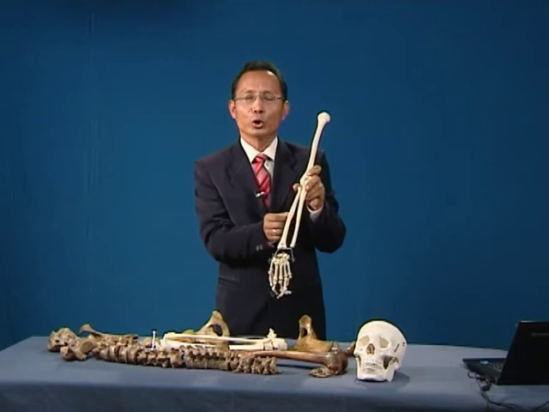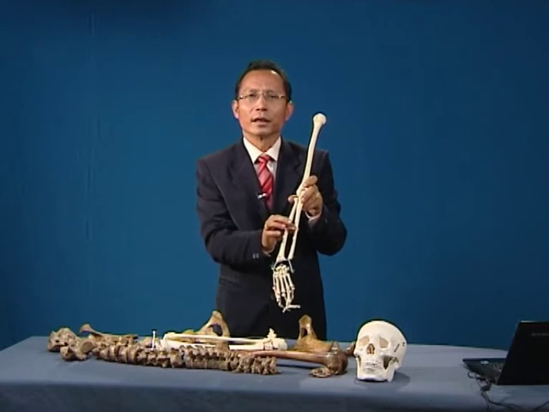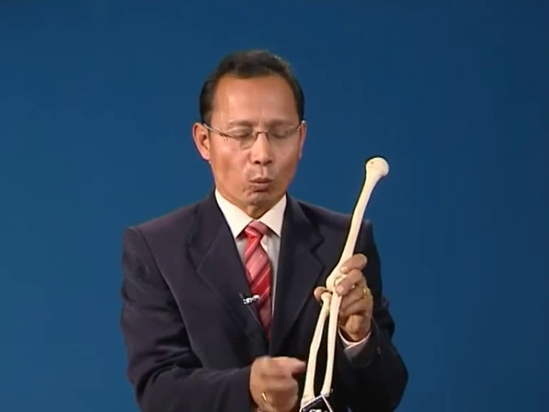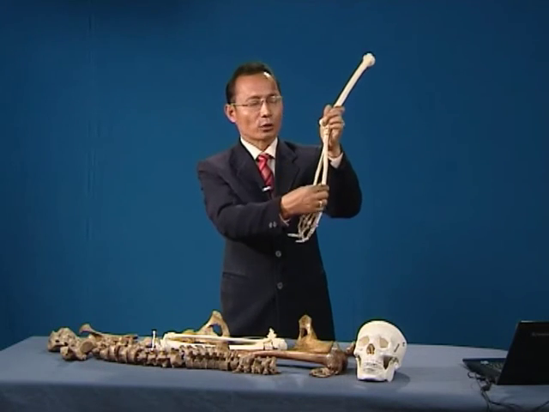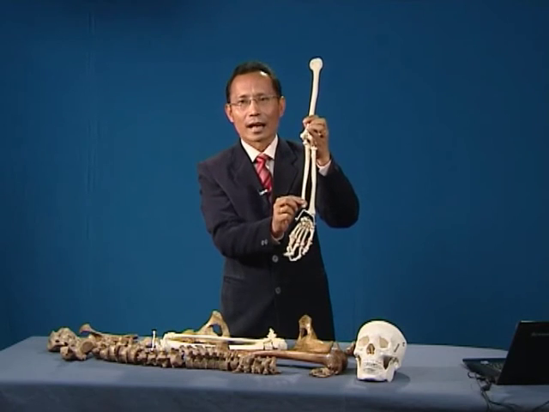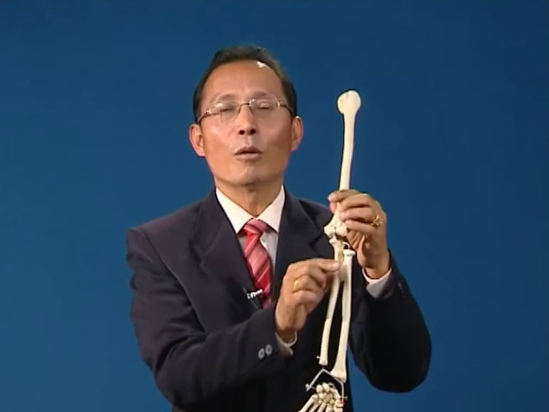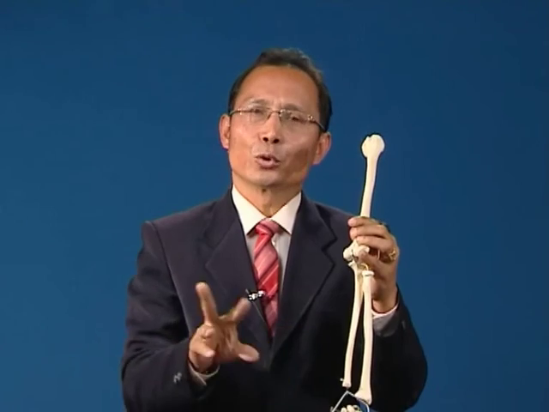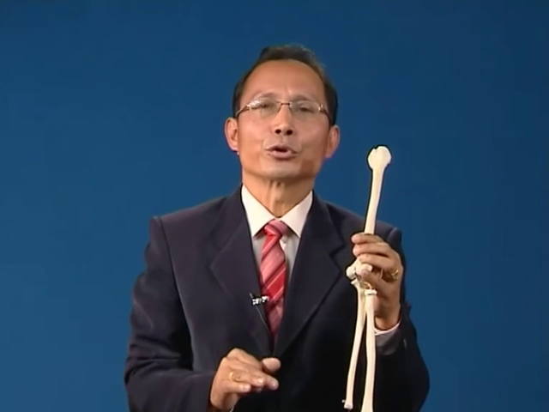Distal to the humerus, we have two bones. These two bones constitute our forearm. So the forearm has two bones. One is the radius. This smaller, shorter one is the radius. And this one is the ulna. So this radius and ulna, jointly known as radio-ulna, form the bones of the forearm. So two bones in one forearm. So for two forearms, we have four bones.